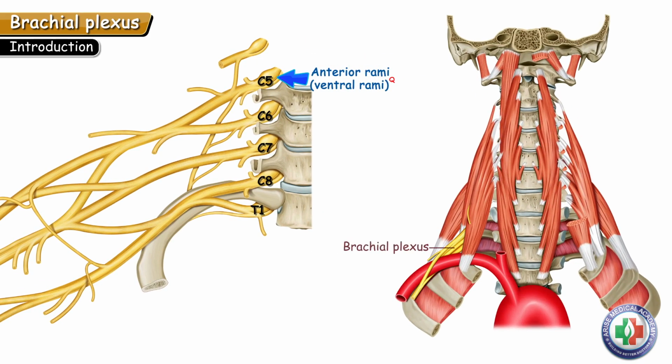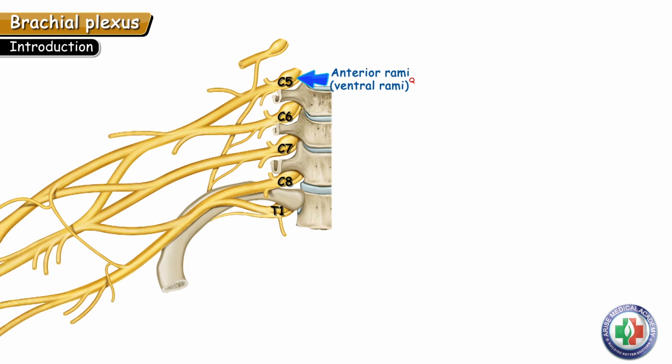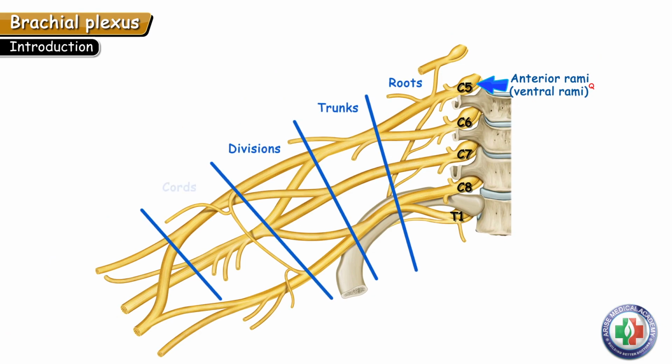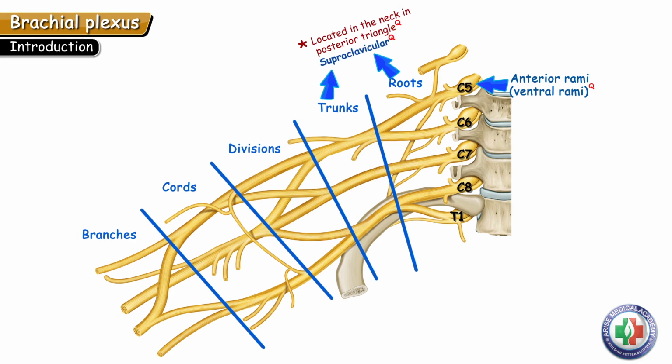The roots of the brachial plexus emerge between the scalenus anterior muscle and the scalenus medius muscle. So brachial plexus basically consists of the following parts. You have roots, trunks, divisions, cords and branches. The roots and trunks are located in the posterior triangle of the neck. They are supraclavicular. The divisions are located behind the clavicle. The cords and branches are located in the axilla, so they are infraclavicular.